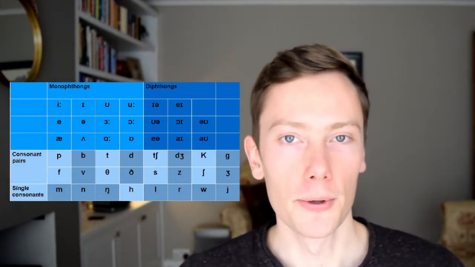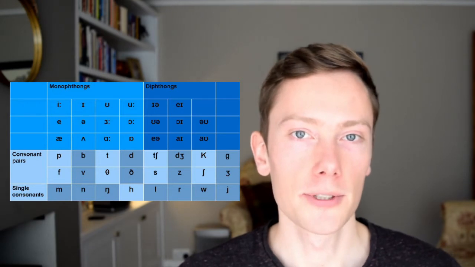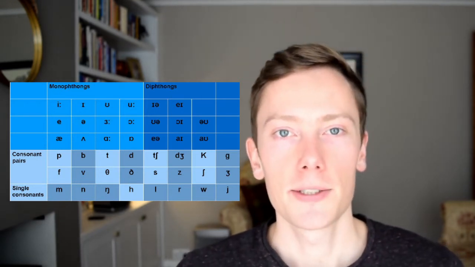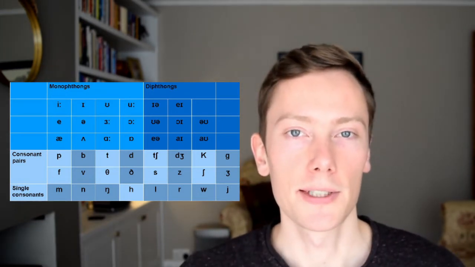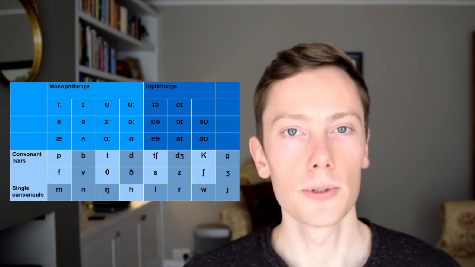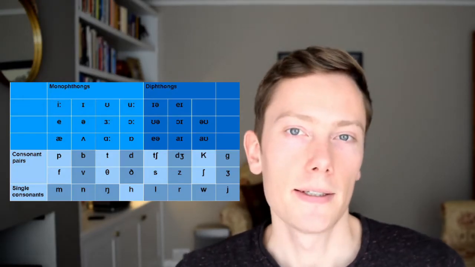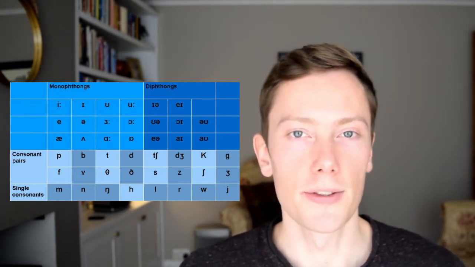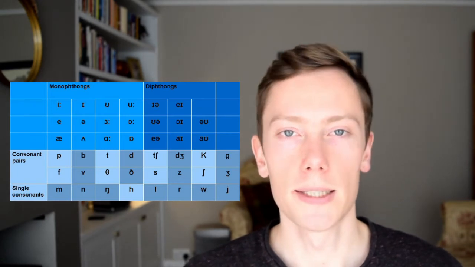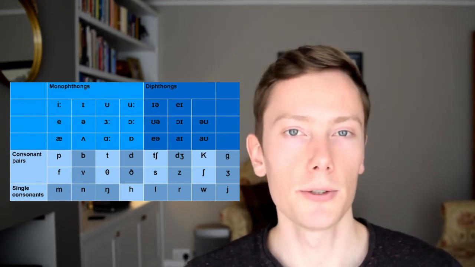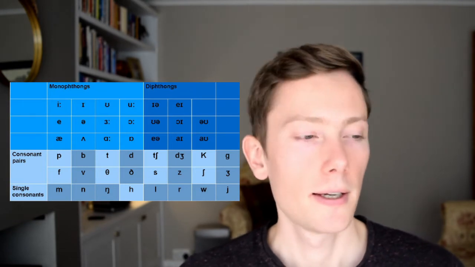Next, we have the diphthongs, or the double vowel sounds. And these sounds transition between two single vowel sounds. The single vowel sounds that they transition between are obvious from the symbols. Below the vowels, we have the consonant pairs. Each pair is produced with the mouth in the same position. The only difference is that one is unvoiced, which means we produce the sound just by using the flow of air through the mouth, and the other is voiced, so we use our vocal cords to produce the sound.